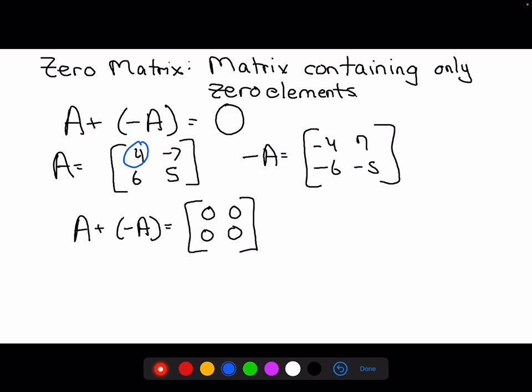Because the 4 plus the -4 will give you this 0 here. The -7 and the +7 will give you this 0 here. The 6 and -6 will give you this 0 here. And the 5 and -5 will give you this 0 here. So you end up with a lovely 0 matrix. And that hints at subtraction of matrices too.